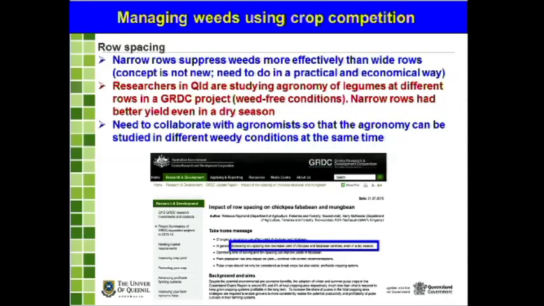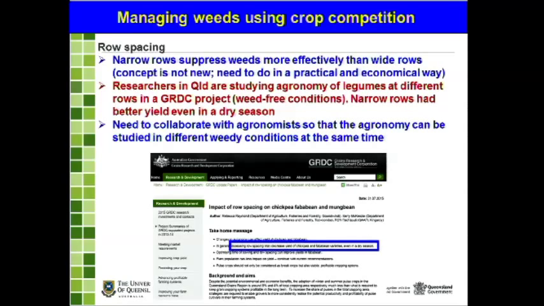Researchers now, for example in Queensland, are studying the agronomy of legumes, for example chickpea, and in the new GRDC project, different row spacings. But this is all totally in weed-free conditions. What they found is that increasing row spacing decreases yield of chickpea even in a dry season. Sometimes there is an issue of soil moisture, but they found this even in dry seasons, though most of these trials are in weed-free situations.